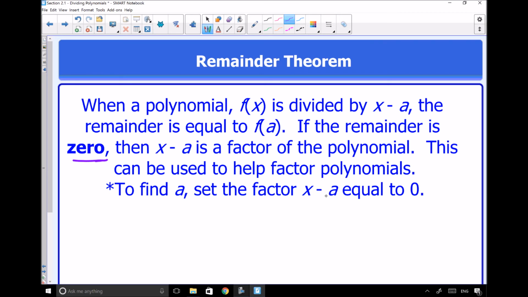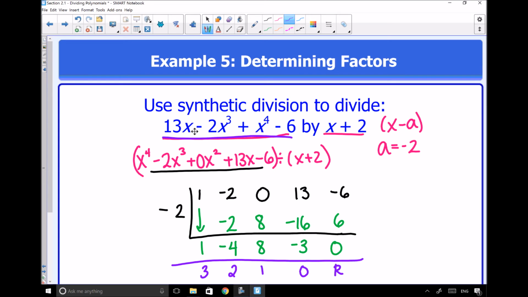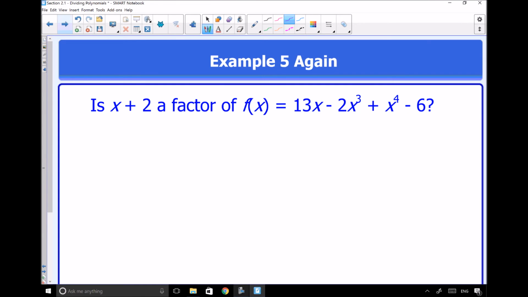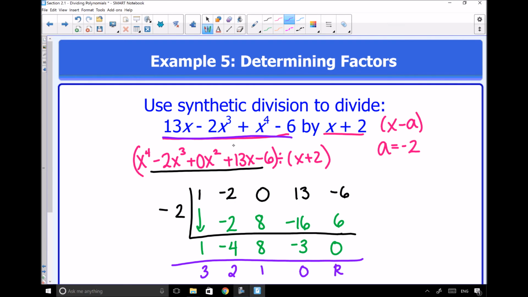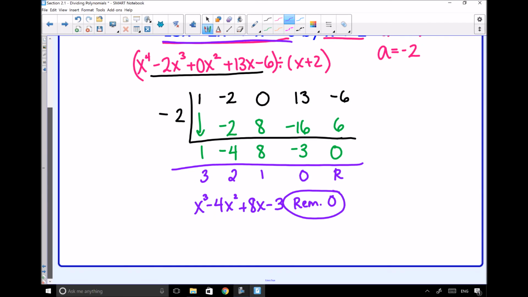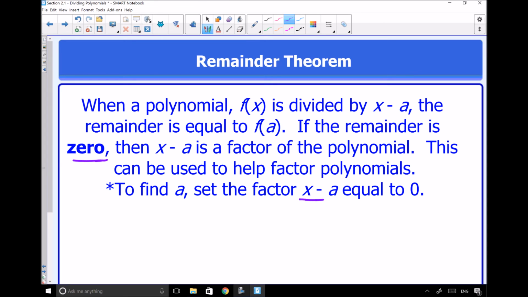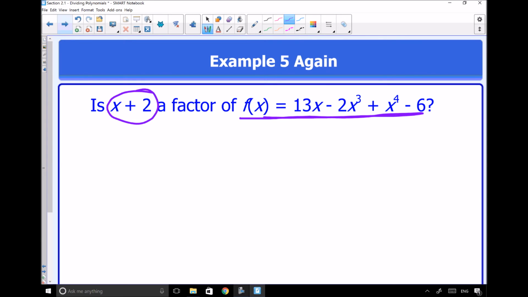So to find a, set the factor x minus a equal to 0. So I'm going to ask a similar question. Instead of using synthetic division to divide this, I'm going to ask myself, is x plus 2 a factor of this function right here? Well, this function right here is exactly the same as the expression that we had in this example right here. So we should get, yes, this x plus 2 right here is a factor because the remainder is 0. You can divide it out evenly, but let's check to see if it works. And remember, it says set x minus a equal to 0. So I'm going to set x plus 2 equal to 0, which means that x equals negative 2, which means that my a value is negative 2.